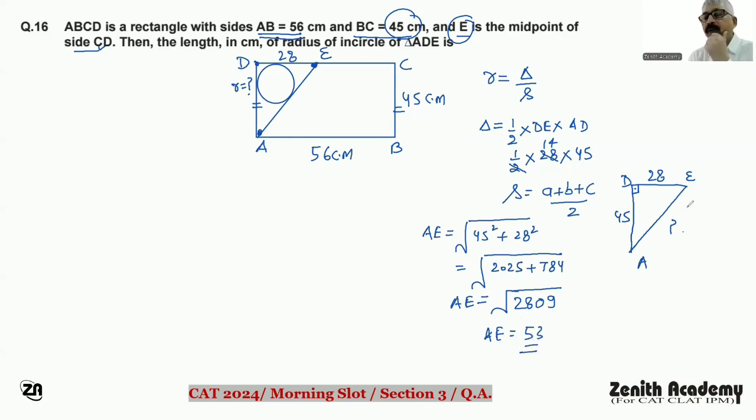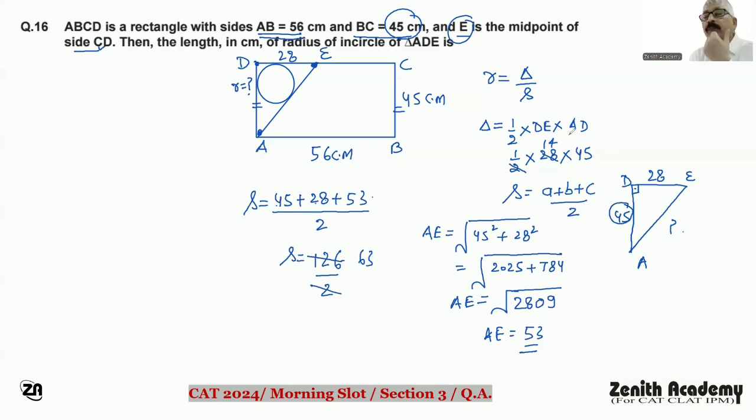Now A is 53. Now S is very simple. A is 45 plus 28, and this you calculated, 53, divided by 2. So 5 8 13 3 16, 4 2 6 5 11, 12 divided by 2. It is coming 63.